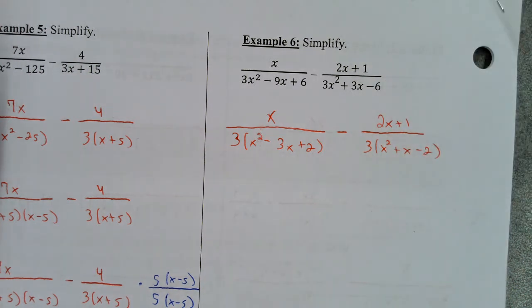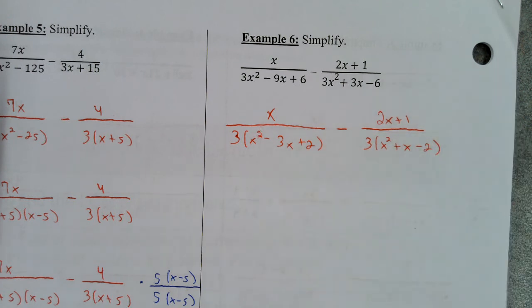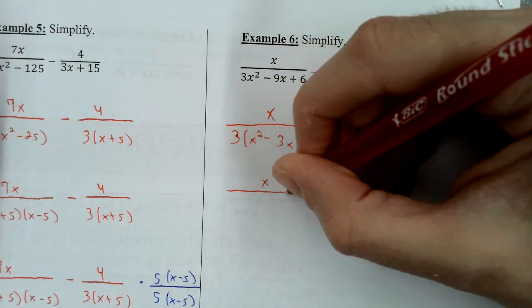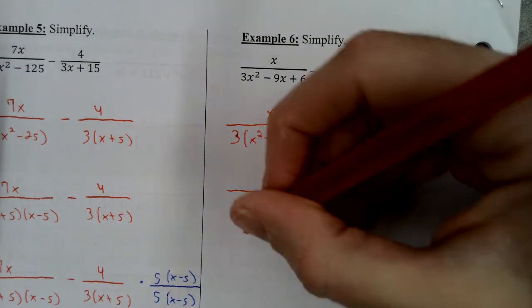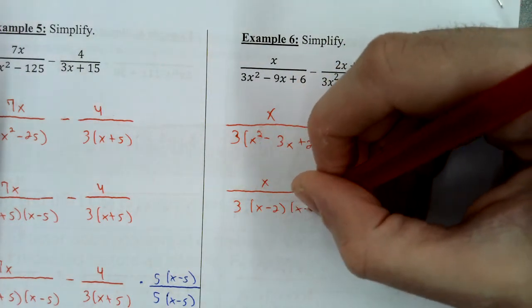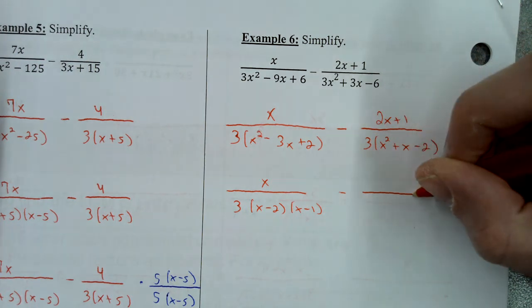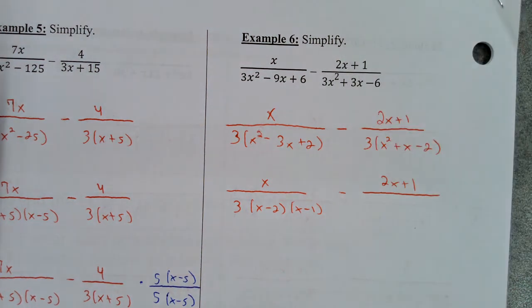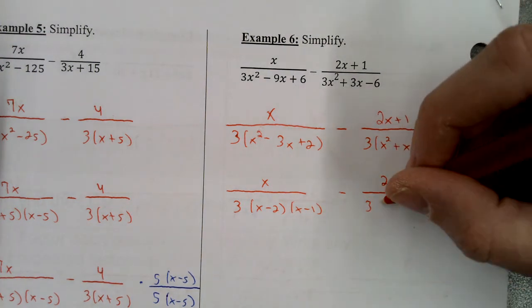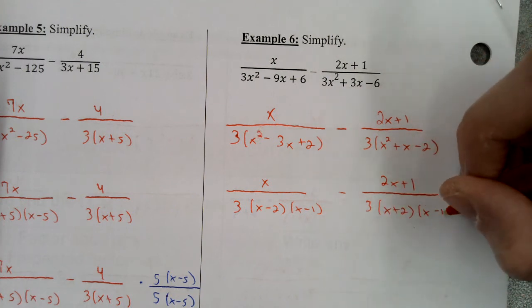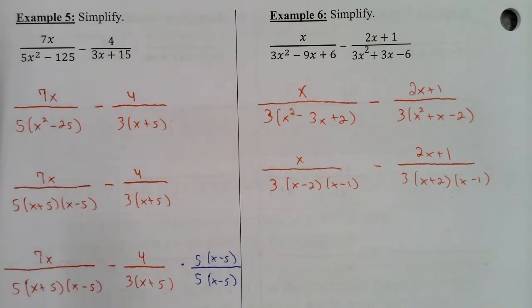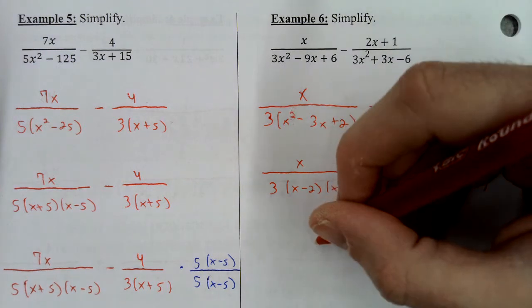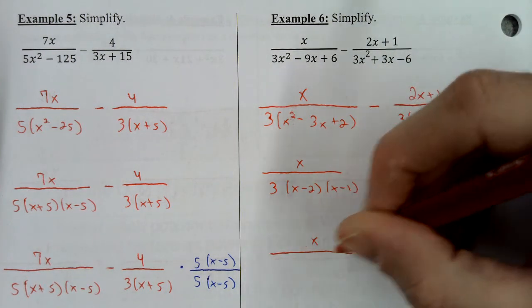Now we're going to factor again, because we can factor again here and here. So x over 3 times, what two numbers multiply to 2 and add to negative 3? It'll be negative 2 and negative 1. And now you're going to find two numbers that multiply to negative 2 and add to 1. So it'll be x plus 2 times x minus 1. And now we need to get a common denominator, so I'm just going to recopy this step down below so it looks neater. Don't want to do too much at once.